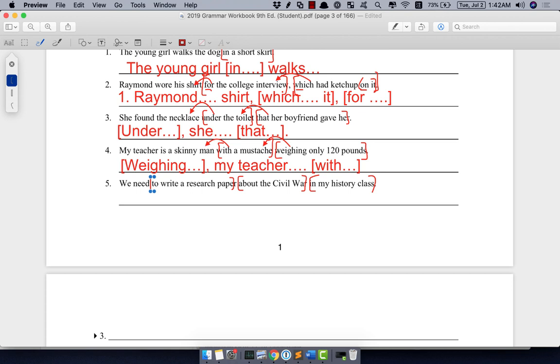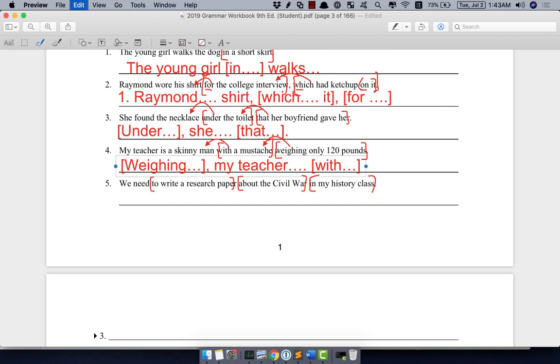And that's correct. What about the second part, "in my history class"? So "in my history class," this is describing which phrase here? It describes the Civil War, because it's the closest. So this is "the Civil War in my history class." And this is not right, because this means an actual civil war in my history class. It doesn't mean the civil war topic that I learned in my history class. So this sentence is incorrect.